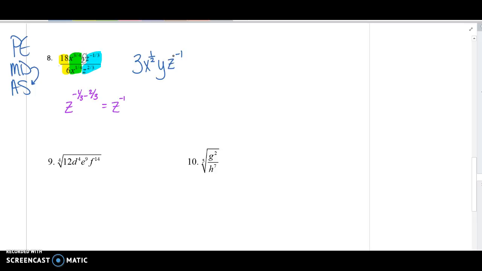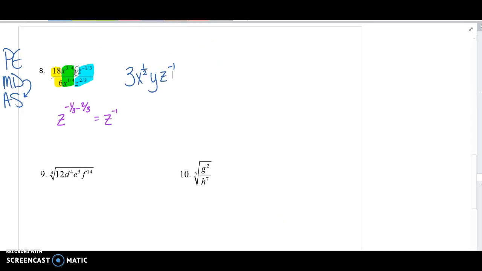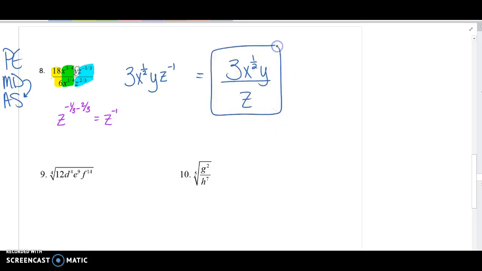Can I leave my answer like that? No. So not only can we not have radicals on the bottom, we also can't have negative exponents. So the 3x to the 1/2 y stays on the top, and z goes to the bottom.